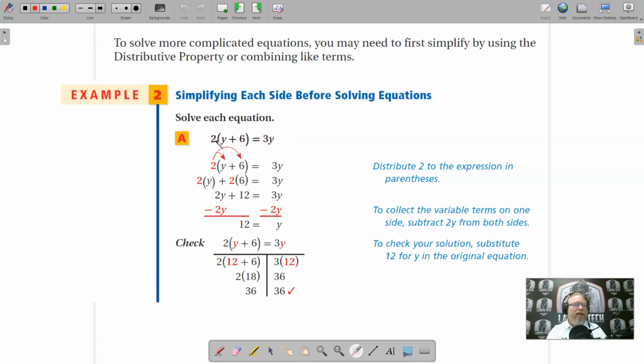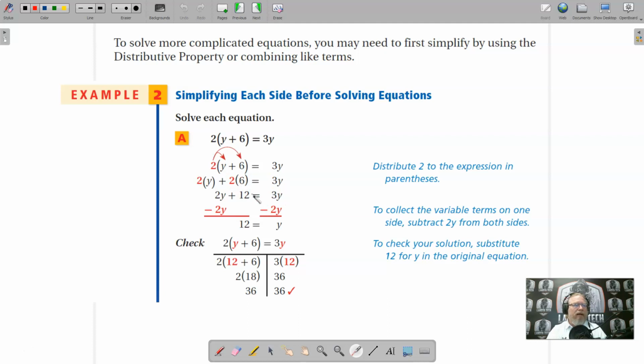So let's go ahead and distribute that 2 in there. 2 times y we have here. 2 times 6 we have here. And bring down the 3y. 2 times y is 2y. 2 times 6 is 12. And again, bring down 3y.